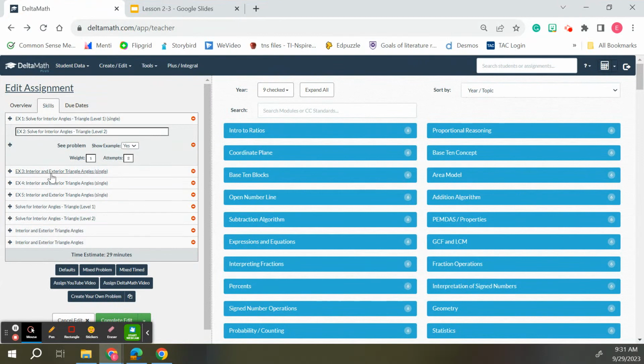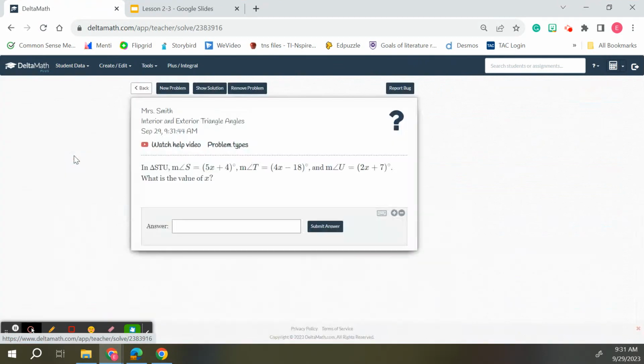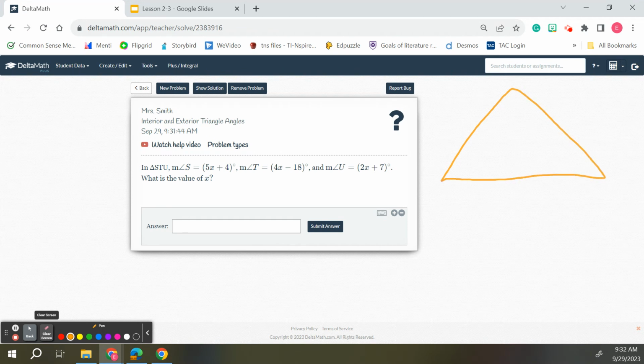All right, let's take a look at number 3. All right, so it says in triangle STU, the measure of angle S is 5x plus 4. Measure of angle T is 4x minus 18. And the measure of angle U is 2x plus 7. What is the value of x? So the first thing I'm going to do here is just draw my triangle. Here, they tell me it's STU.